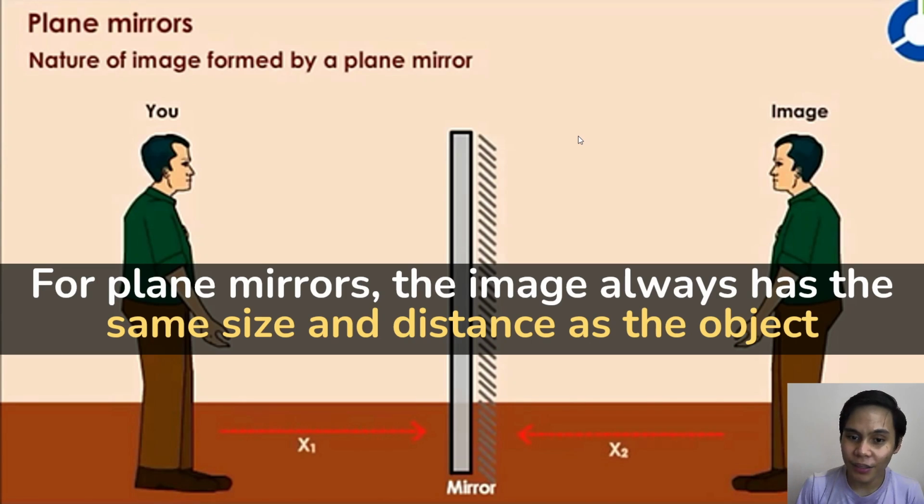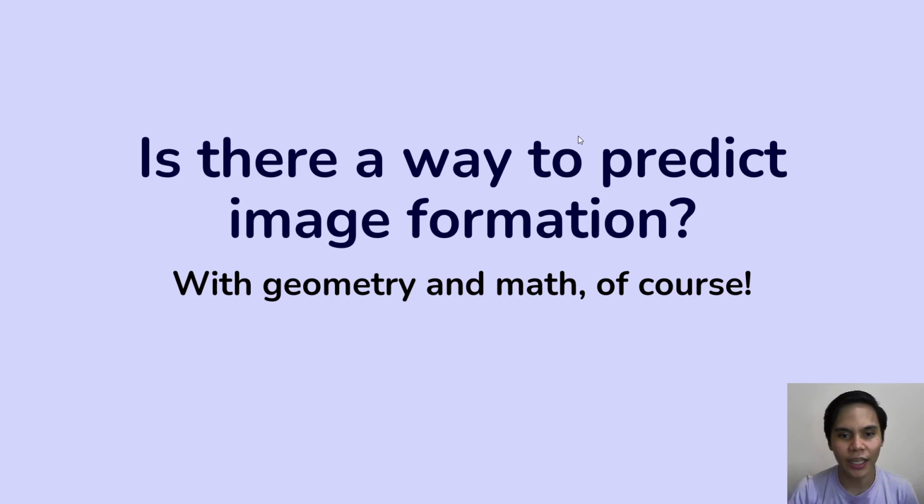So for plane mirrors, another aspect is that the image always has the same size and the same distance as the object. It doesn't look like it's farther away. It doesn't look like it's bigger or smaller than you. So plane mirrors always give a reflection that is more or less the same as you. All right. The only difference is the left and right reversal. So the distance and the size will always be the same as the object.